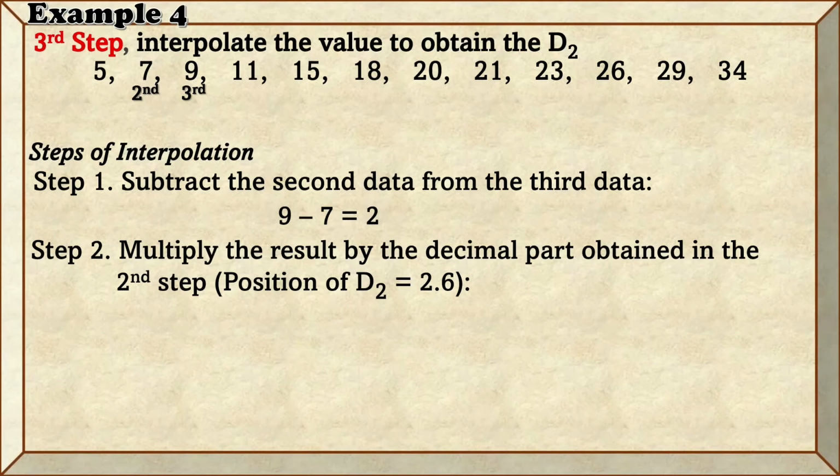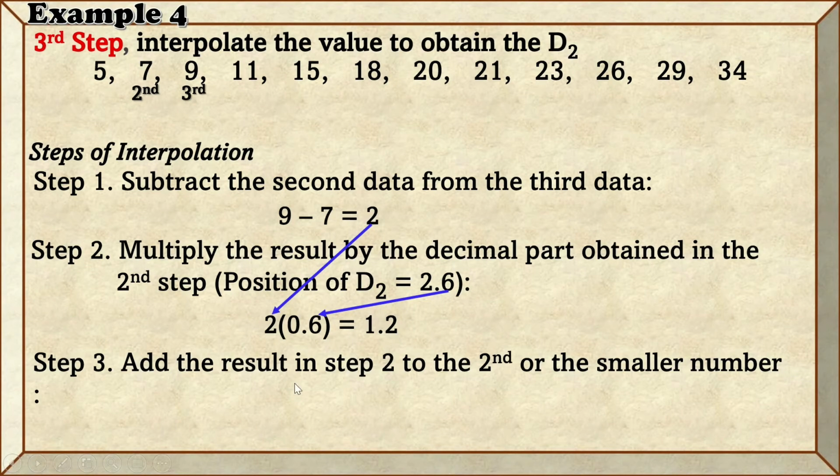Step 2, multiply the result by the decimal part obtained in the second step. Position of second decile is 2.6. So, ang decimal point here is 0.6. So, i-multiply natin yung 0.6 sa result ng step 1, which is 2. So, 2 times 0.6 is 1.2.